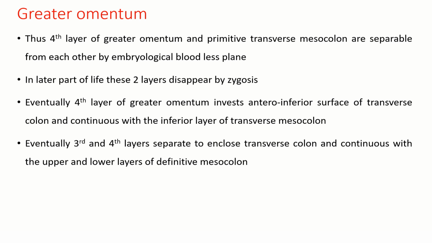So in later part of life, these two layers disappear by zygosis. Eventually, fourth layer of greater omentum invests anterior-inferior surface of the transverse colon and continues with the inferior layer of the transverse mesocolon. And even the third and fourth layers separate to enclose transverse colon and continue with the upper and lower layers of the definitive mesocolon.